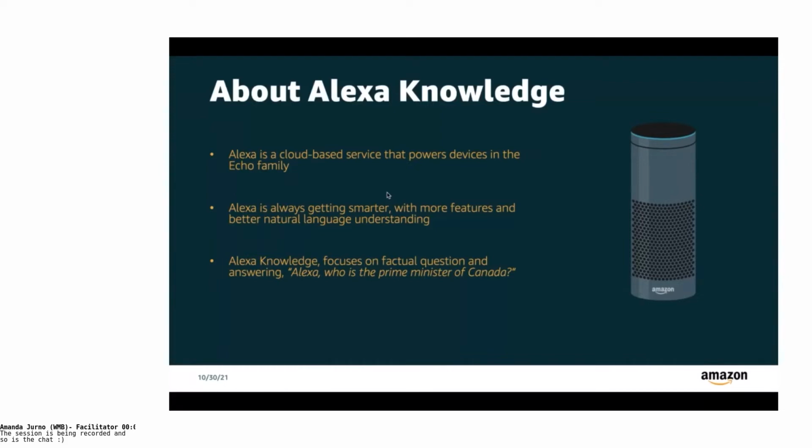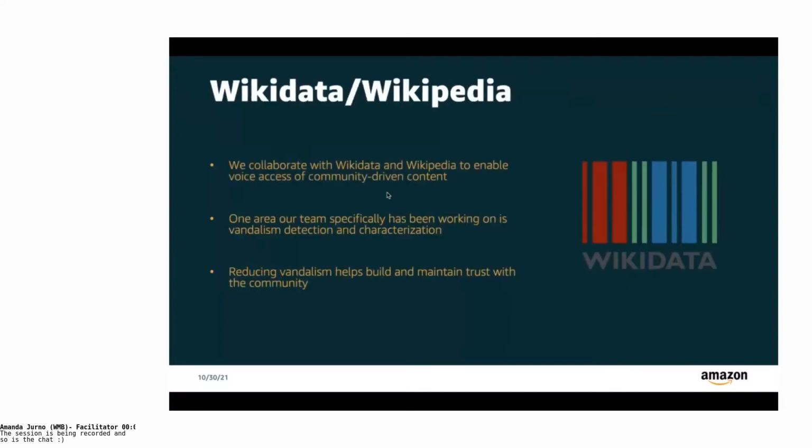Questions like, Alexa, who's the Prime Minister of Canada? Alexa, what's the capital of Germany? Alexa, who won the Ravens game last night for the NFL in the United States? So part of that means that we need to get the best sources for factual information, right? Alexa needs to be powered by a number of different data providers, Wikidata and Wikipedia included.